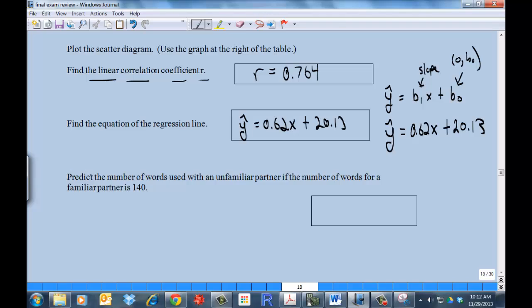Okay, now we're asked to predict the number of words used with an unfamiliar partner. Remember y, so predict y hat if the number of words for a familiar partner is 140. So remember, x represents familiar, so x is 140. So let's go ahead now, and again, we just use our model here. We just plug in 0.62 times x, which is 140, plus 20.13.